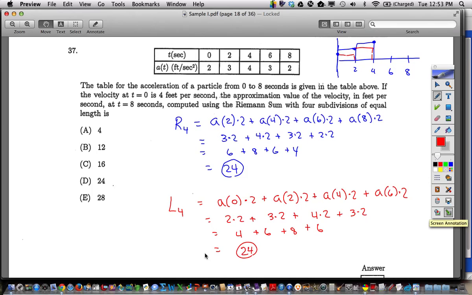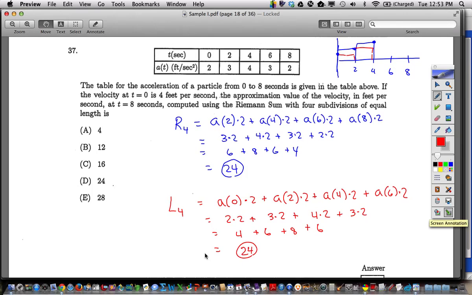Well, and it actually doesn't have anything to do with acceleration. Here's what it has to do with. They told us that we had to do 4 subdivisions. Since we've got only these 5 data points, how can I do a midpoint? I'd have to know the value at 1, and I'd have to know the value at 3, and at 5, and at 7. Since they didn't give me those, I can't do a midpoint. So I wouldn't have even considered doing a midpoint.